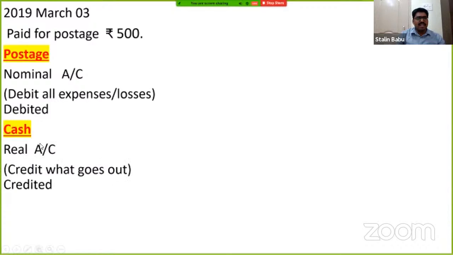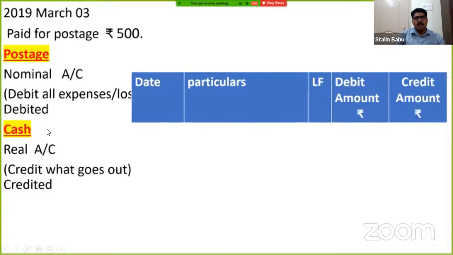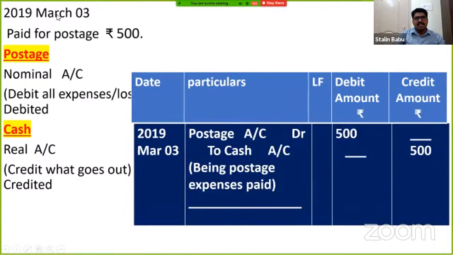So cash account should be credited. So the entry is postage account debit to cash account. What is the entry? Postage account debit to cash account. Write in the journal book. What is the date? March 3rd, 2019. Postage account debit to cash account.